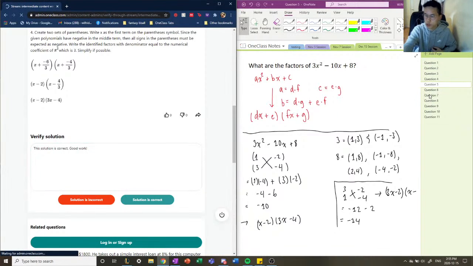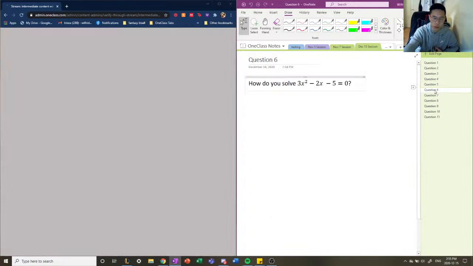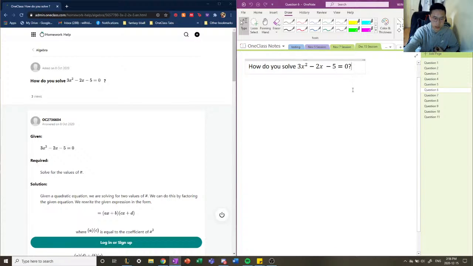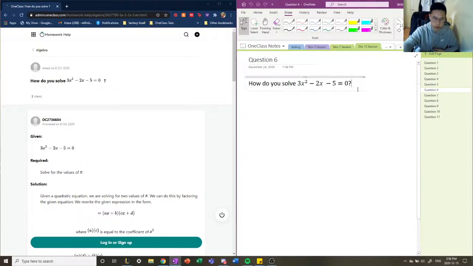Okay, let's move on to question number 6. All right, so we just talked about factoring, right? And so this next question is going to use that technique too. So the question reads, how do you solve 3x squared minus 2x minus 5 equal to 0? Now this question is asking us to find the values of x which will make this equation true. So what values of x will make this left-hand side equal to 0? And we're going to do that by finding the factors of it, okay?